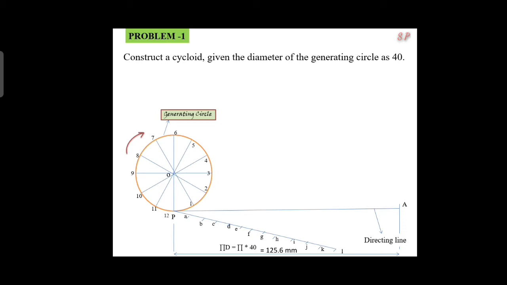Next, the end point L and the end point of our straight line PA, you join them. Next, from the remaining points you draw lines parallel to PA. You will get the line PA equally divided into 12 parts. Here also you locate the points 1 dash, 2 dash, and locate all the points like that.